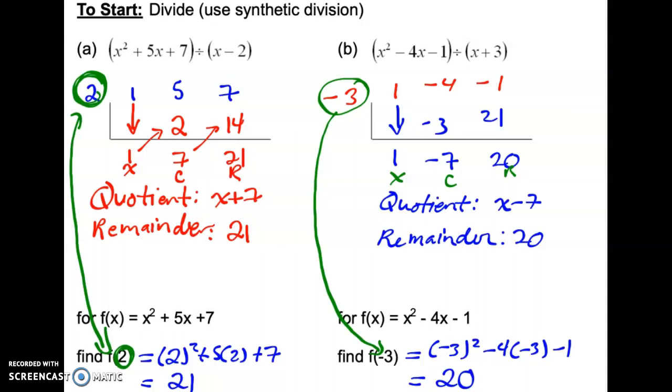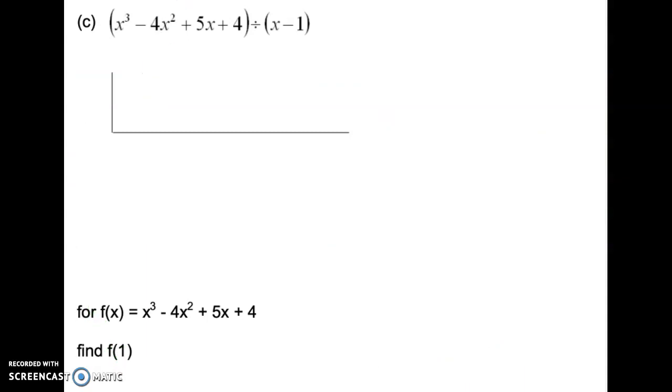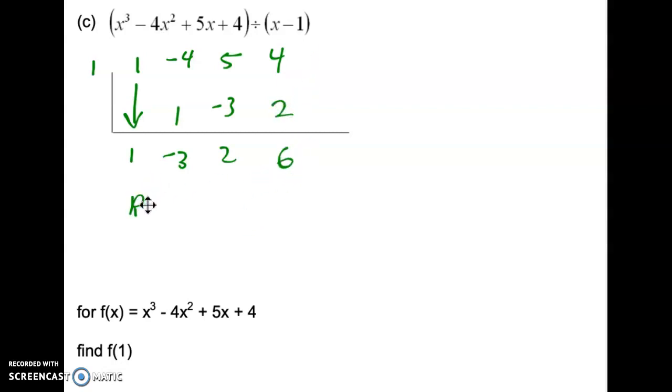So let's do one more example of this. Okay, so once again, we're going to do the synthetic division. A 1 would have made the divisor 0. We have a 1, a negative 4, a 5, and a 4. And we're going to quickly do synthetic division. So bring down the 1, multiply by 1, add, multiply by 1, add, multiply by 1, add. Because now we realize we're only looking at the remainder, we have a remainder of 6.